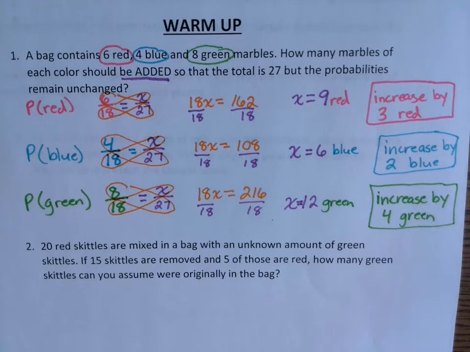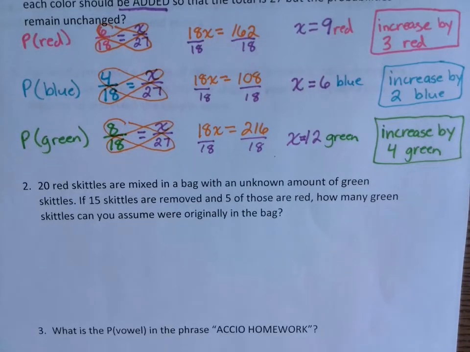Number 2, there are 20 red Skittles that are mixed in a bag with an unknown amount of green Skittles. If 15 Skittles are removed, and 5 of those that were removed happen to be red, then how many green Skittles can we assume were originally in the bag?